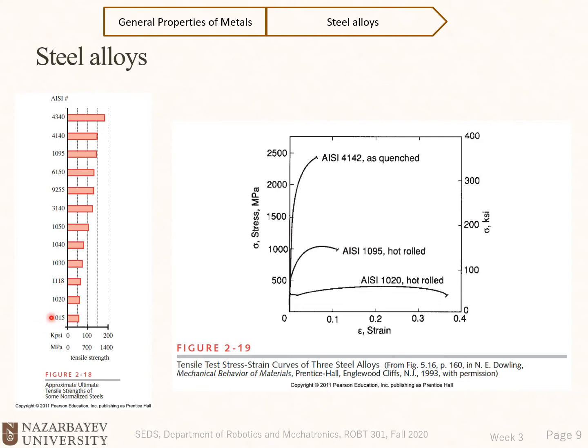You see that plain steel has the lowest strength compared to other alloys. Here on this figure, you see that we have three alloys of steel: 1020 hot roll, 1095 hot roll, and 4142 quench. Please refer to previous lectures and videos and see what the differences are. You see that this one is more brittle than others, and this one is the most ductile one. And all of these alloys have almost the same Young's modulus.